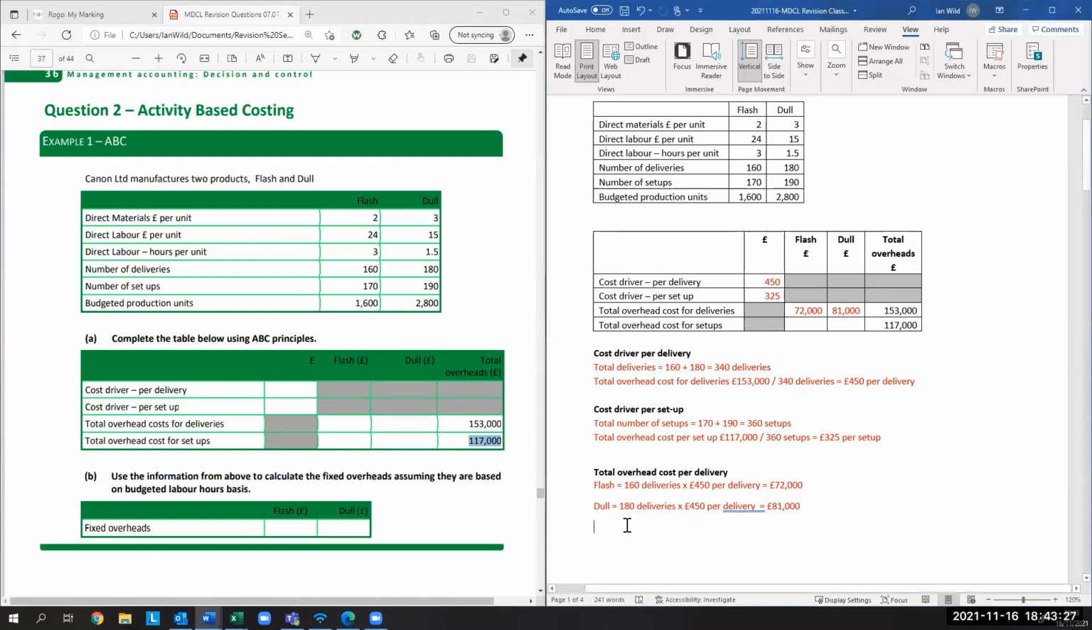Delia's in again there, brilliant stuff, very fast typing. So we look for the number of setups for Flash, 170, and we know that it's £325 per setup. So 170 times 325, 55,250, brilliant stuff. And then we do the same for DOL, 190 setups this time, again at £325 per setup.